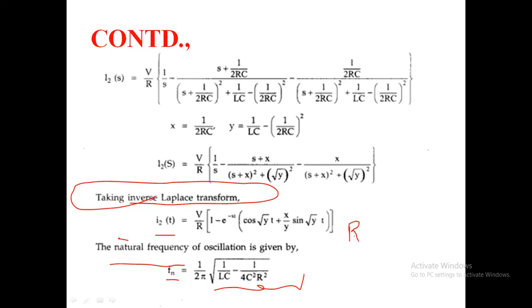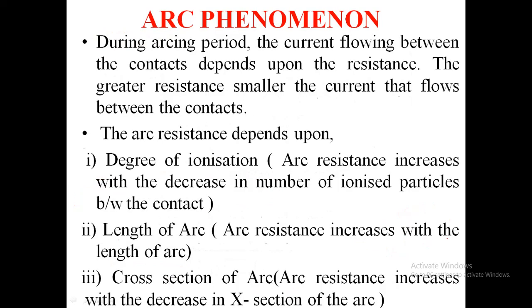When it is in critical damping, my resistance will be 1 by 2 square root of L by C. Okay, so this is your resistance. So next topic is arc phenomenon.